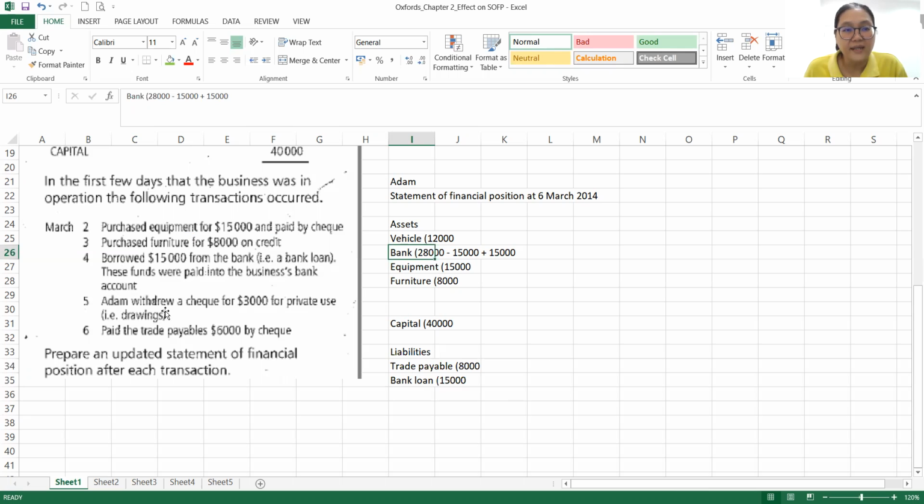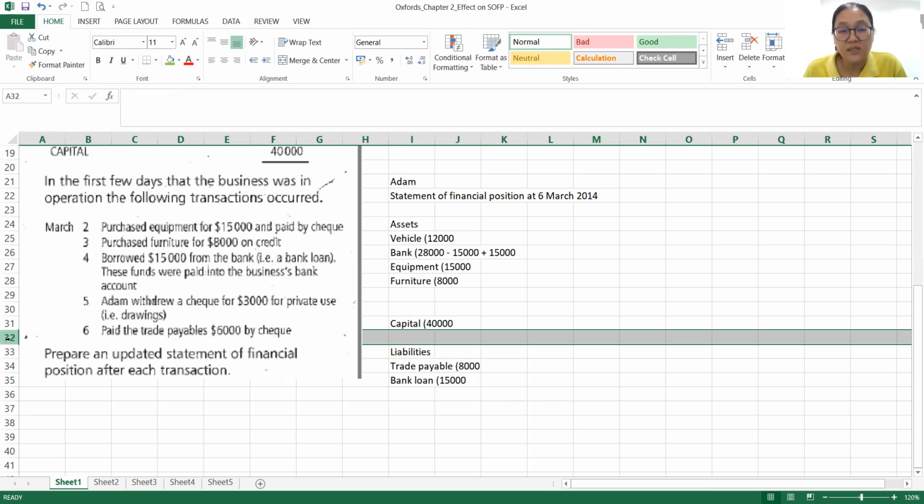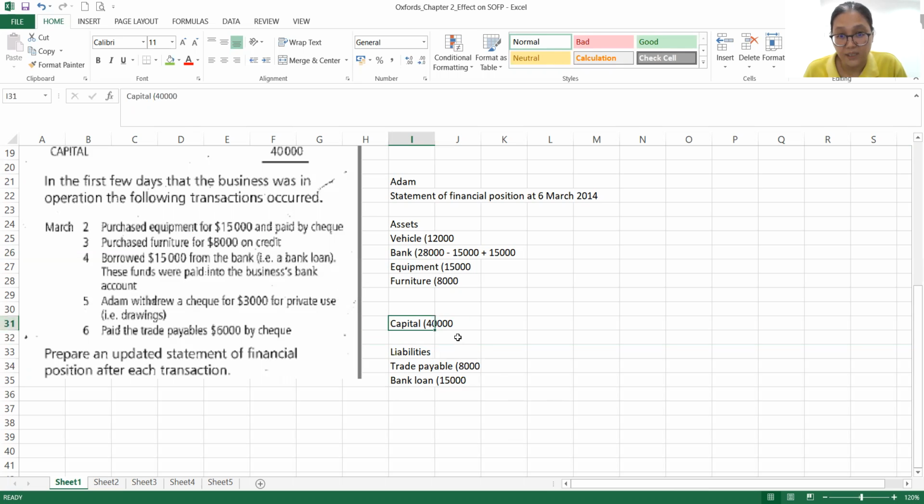Next is 5. Adam withdrew a check for 3,000 for private use. The word private use we call drawing. But in here, the drawing will give impact to the capital. When we take the company's money for private use, our capital, which is our funds, will decrease by 3,000. So bank, because bank giving out the money, also will reduce by 3,000.